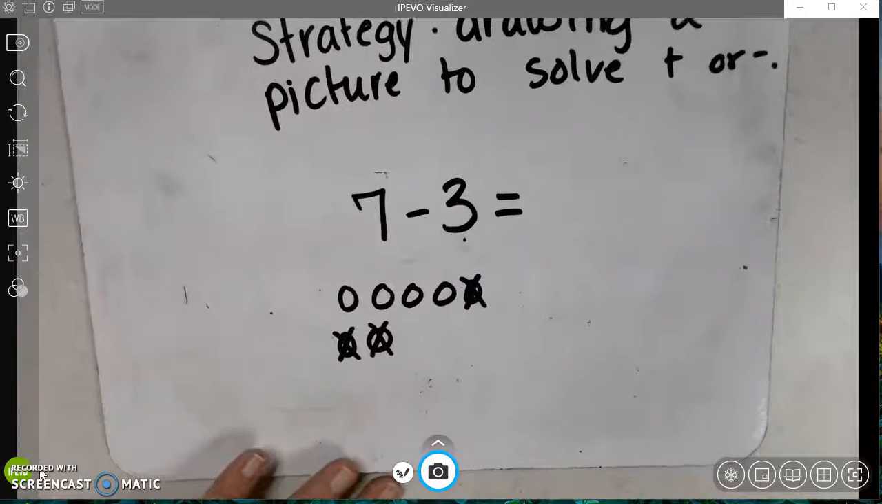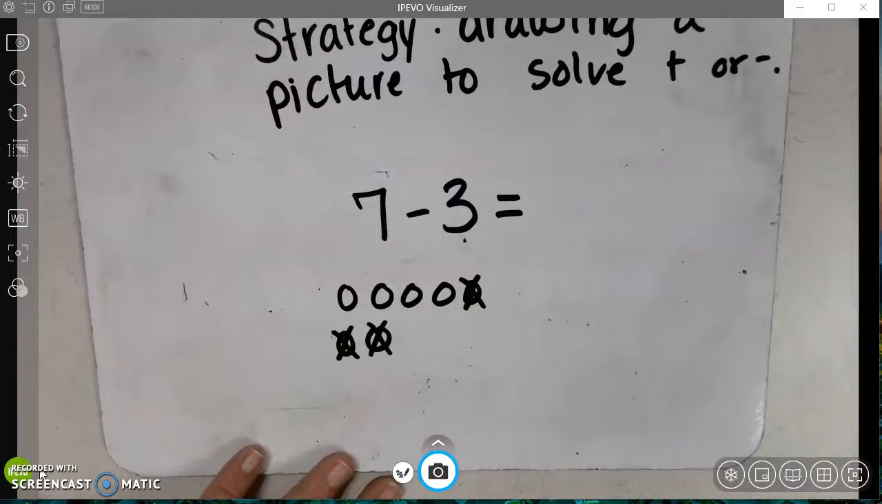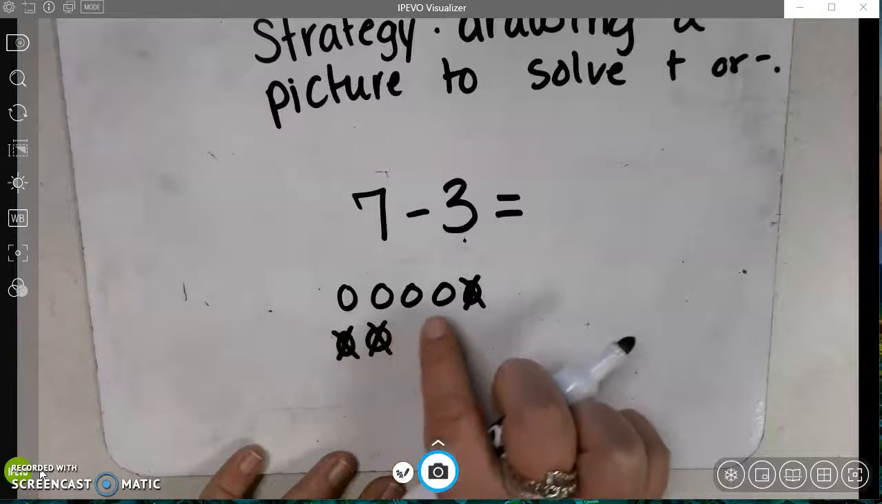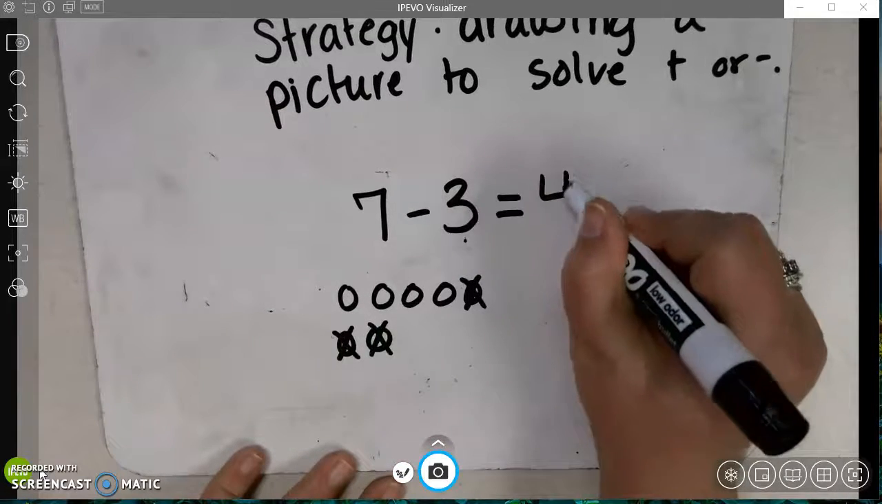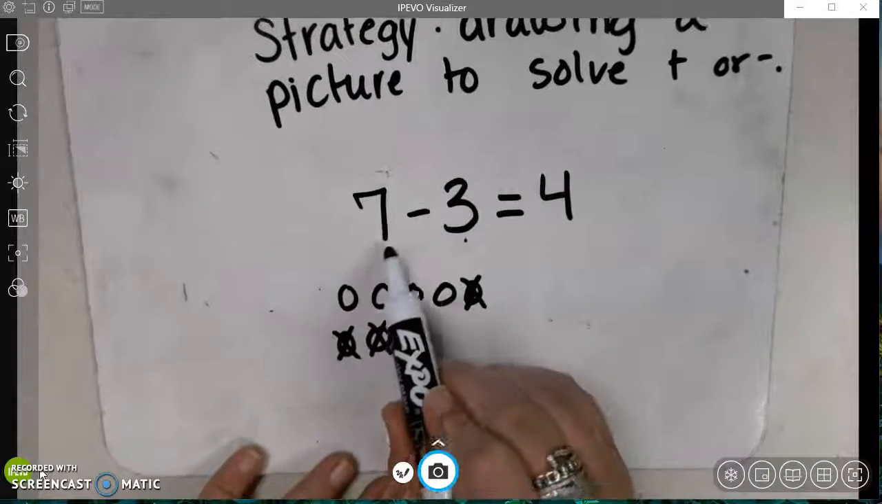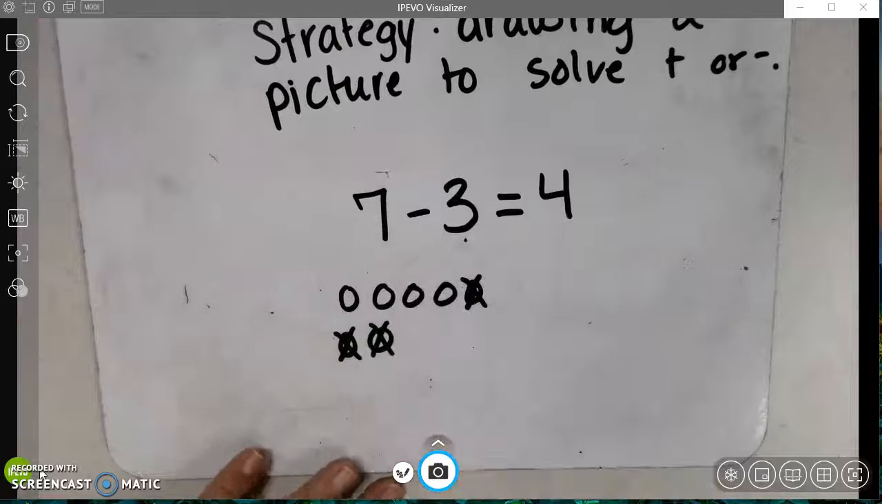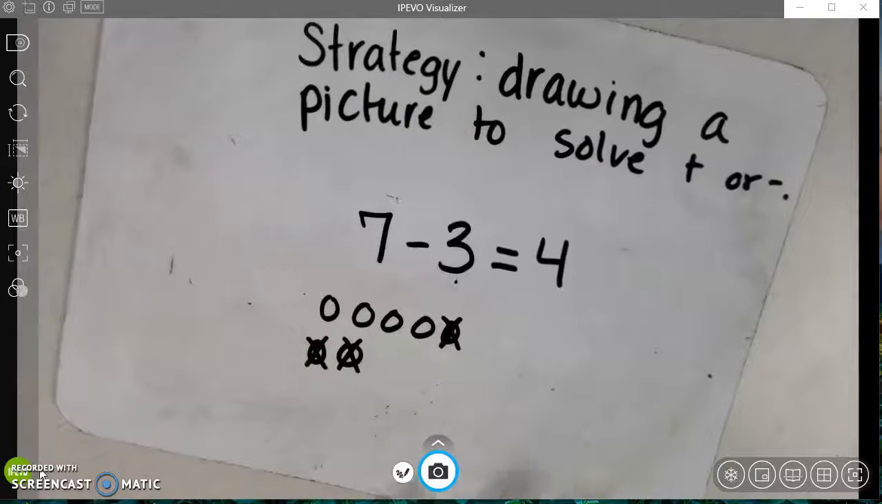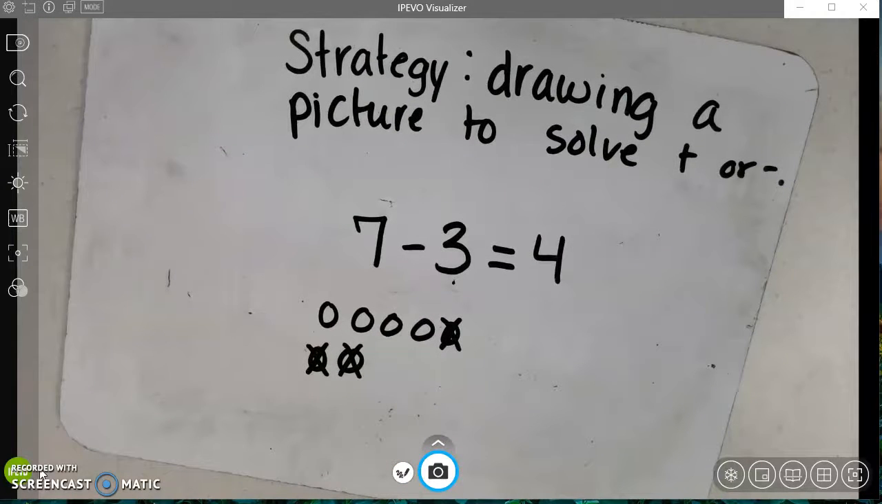How many circles do I have that do not have X's through them? 1, 2, 3, 4. You guys are so smart. 7 minus 3 equals 4. Great job. You practiced drawing a picture to solve addition and subtraction problems. Tomorrow we're going to practice this a little bit more, so when you come for math, make sure that you have your whiteboard again.